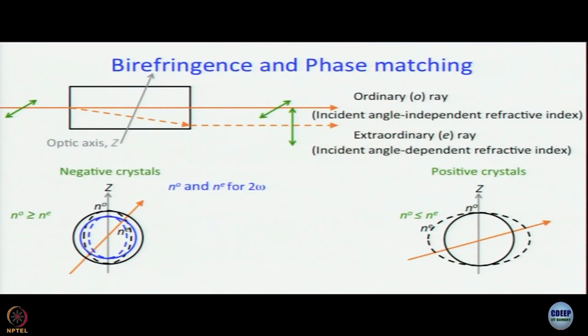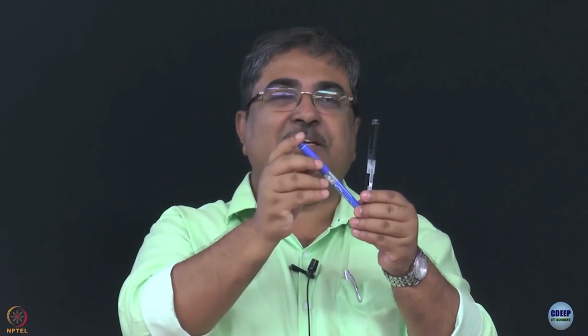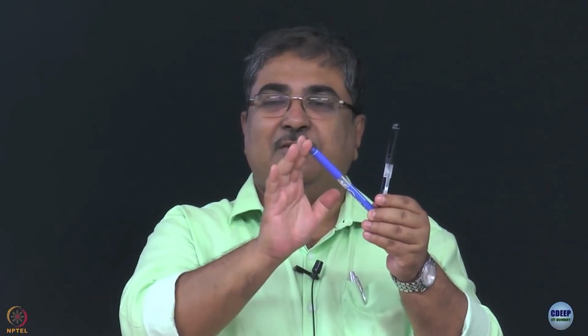Okay, understood? Let us go through this quickly once again. Have you understood this circle and ellipse business? For NO, the polar plot is a circle, because the refractive index does not depend on theta. The polar plot means for this theta, the tip of this pen will be at the value of n.